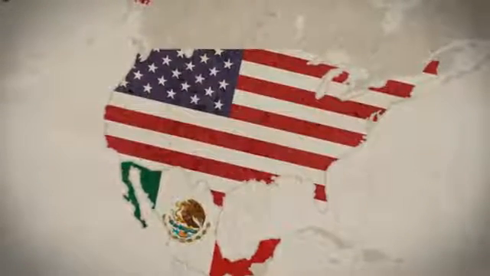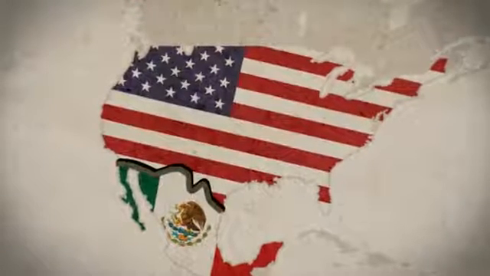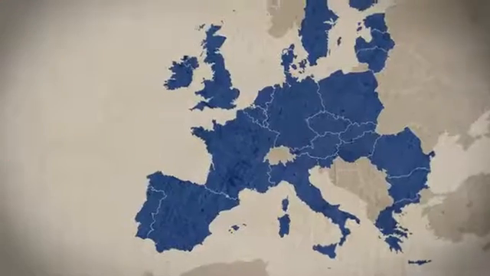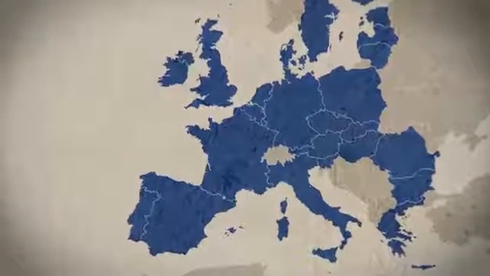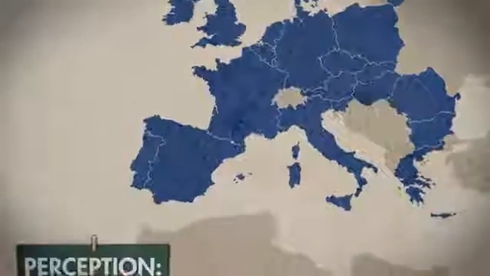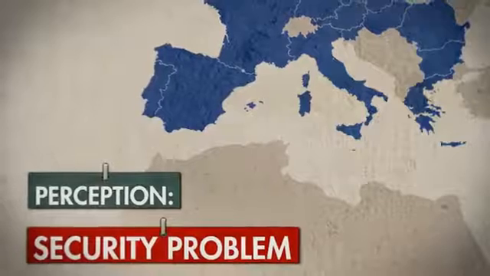The U.S. has built a giant fence with high-tech surveillance to seal its southern border with Mexico. The European Union is also fortifying its borders. Migration is perceived primarily as a security problem. The EU is trying to block migrants before they reach its territory.